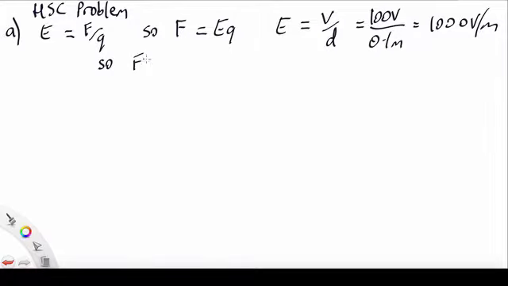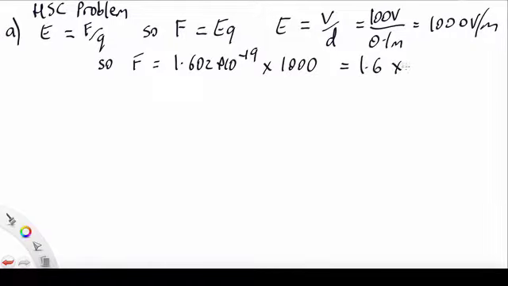So then we can have F equals Q, which is 1.6 by 10 to the minus 19 times 1,000. We have 1.6, 2 decimal places I think is all we need here, by 10 to the minus 16 newtons, and it will be directed towards the 0 volt plate.